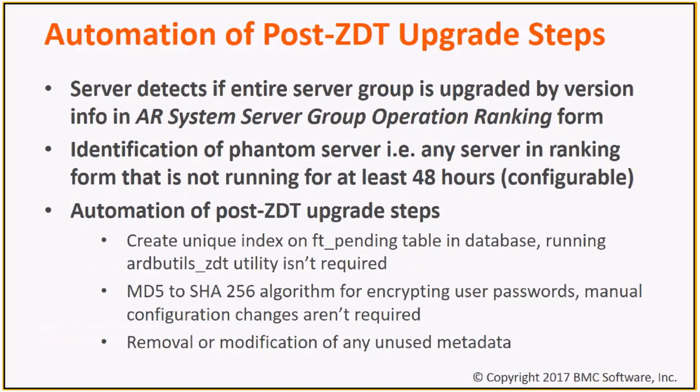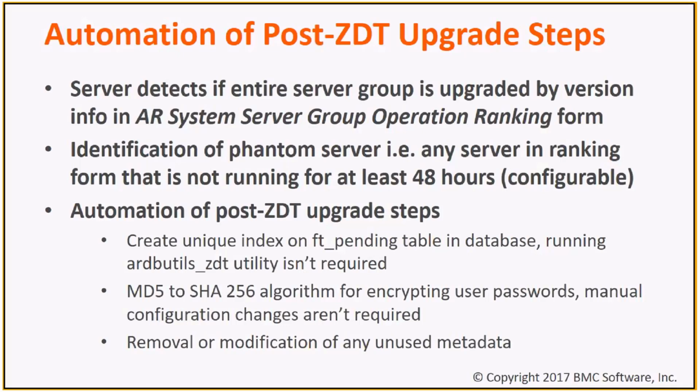Similarly, in 9.1, we changed our user password encryption algorithm from MD5 to SHA-256. Unless and until every server is above 9.1, we do not want this switch to happen. So all these were earlier achieved by means of running a utility post upgrade, or making some configuration changes, or asking you to explicitly remove certain forms, etc. So that is no longer needed.